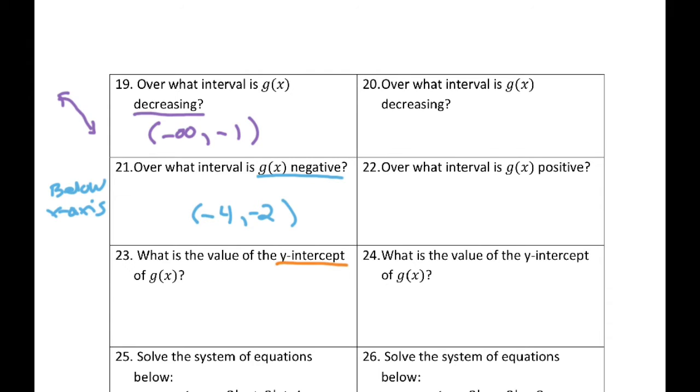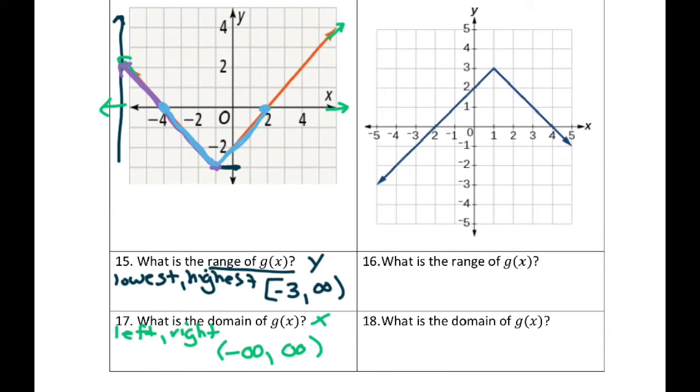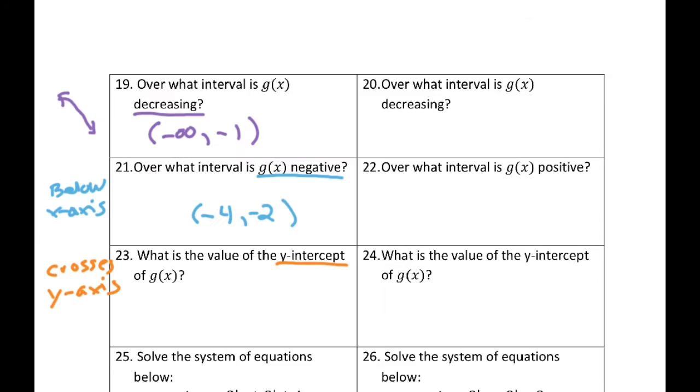What is the value of the y-intercept? That's where it crosses the y-axis. So where it's crossing the y-axis is at this point here. And this is the point -2.